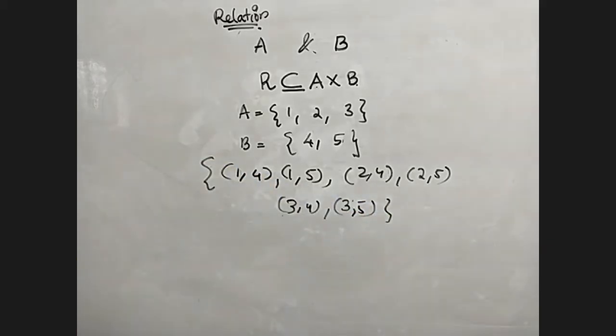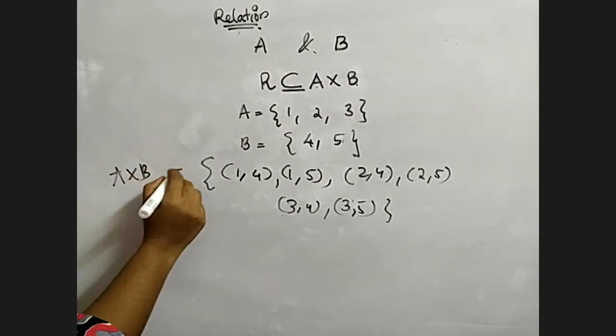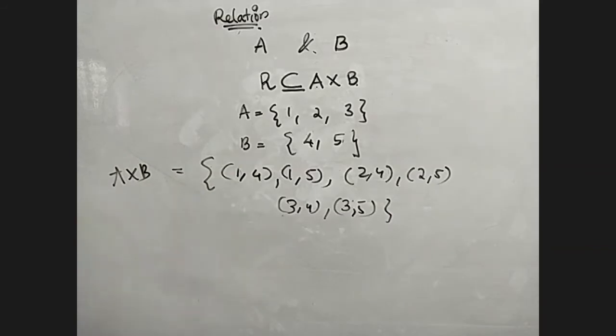This is an example only. This is an example for a relation from A to B. It's denoted as relation from A to B or A cross B. So this is the sign. Okay. So this is an example for relation from A to B.